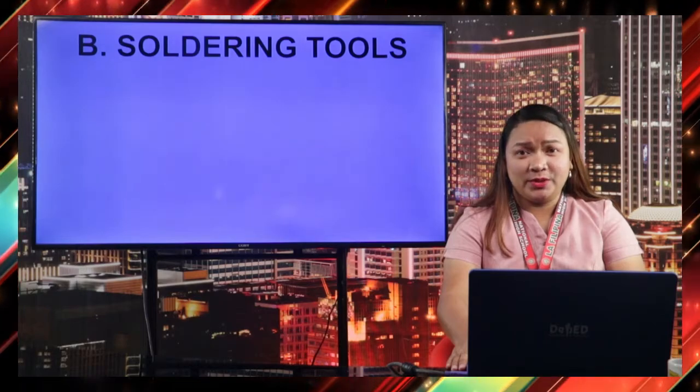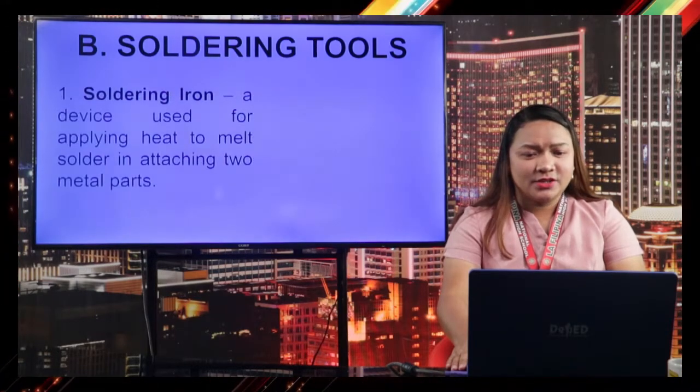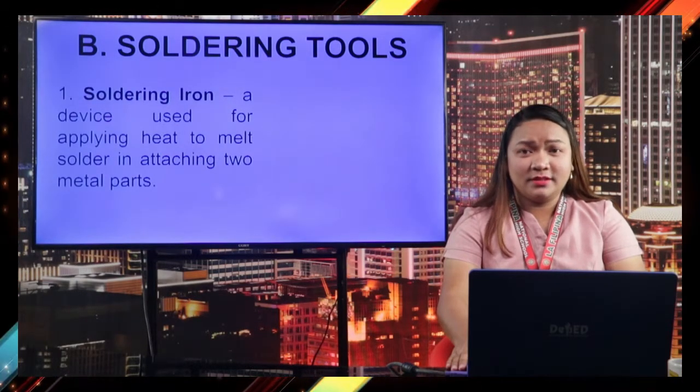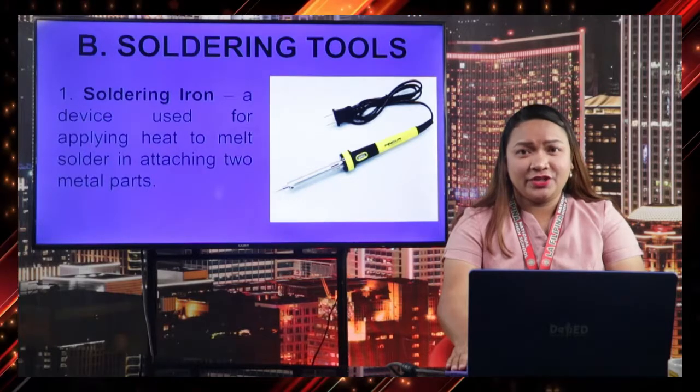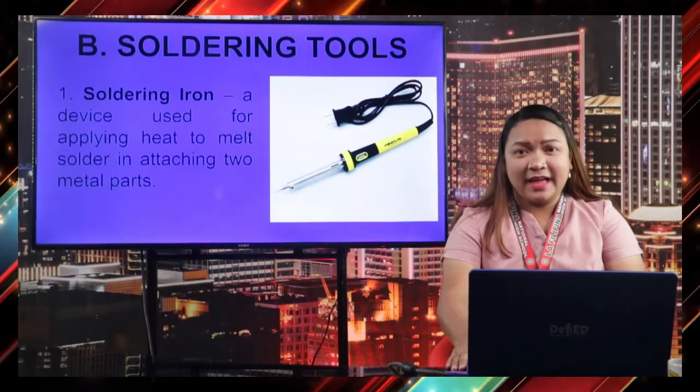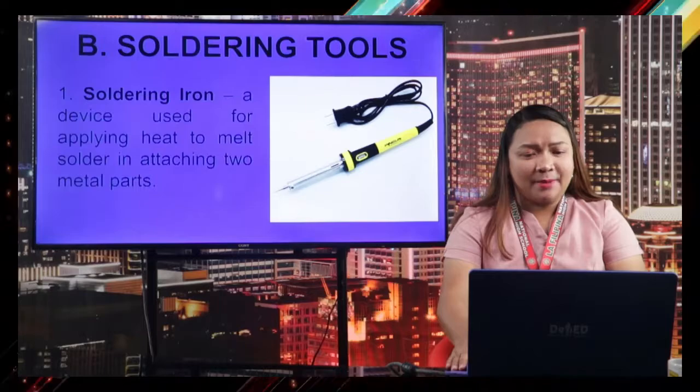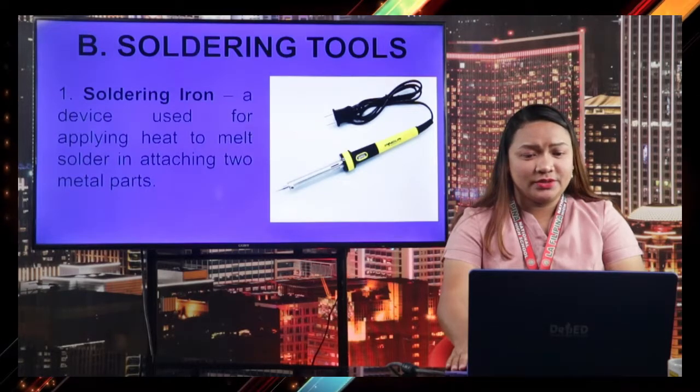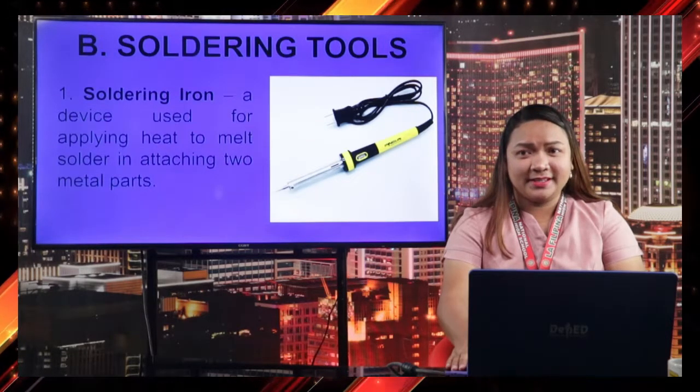Next, we have soldering tools. Soldering tools include, number 1, the soldering iron, a device used for applying heat to melt solder in attaching two metal parts.